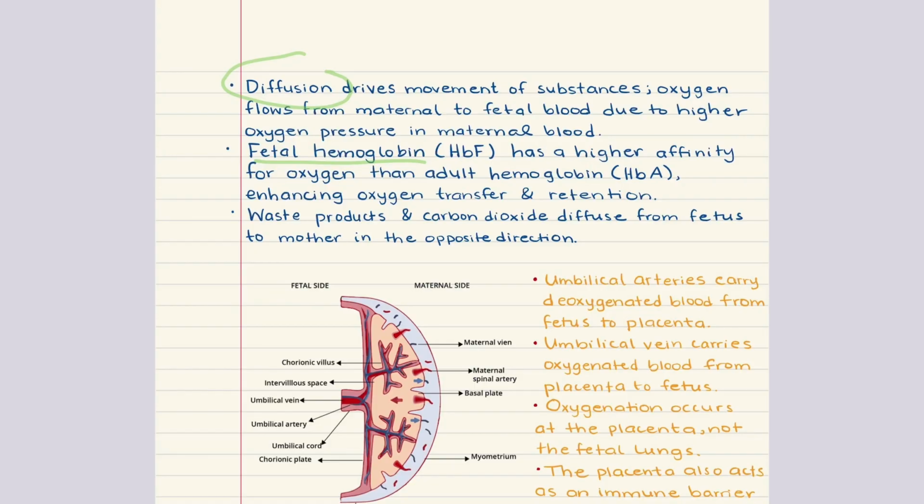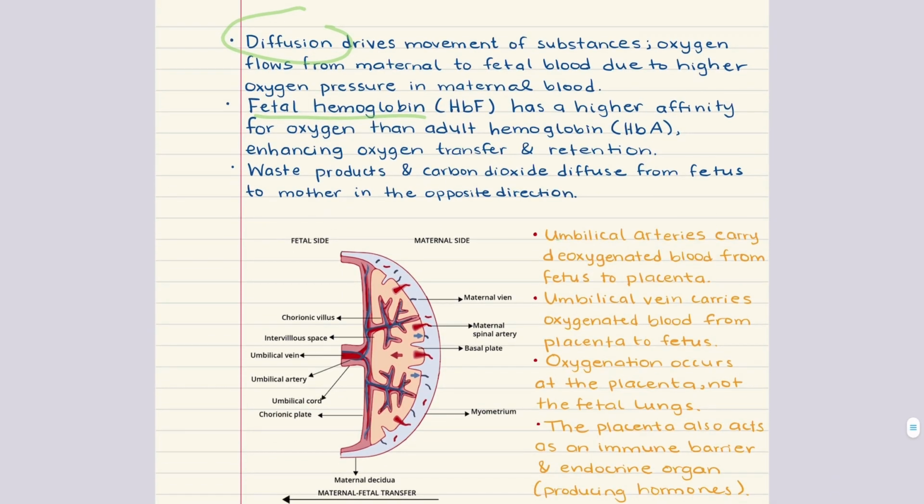Now let's talk about how blood actually moves between the fetus and the placenta. The umbilical arteries carry deoxygenated blood away from the fetus and towards the placenta. The umbilical vein carries oxygenated blood back from the placenta to the fetus. Now, it's the opposite of what we would usually expect, but that's how this system is wired. So remember, oxygenation occurs at the placenta, not in the fetal lungs.